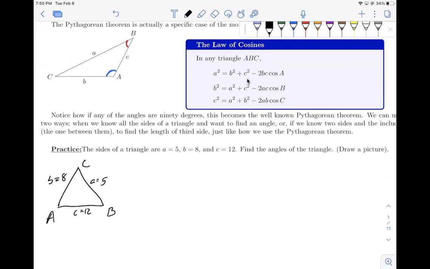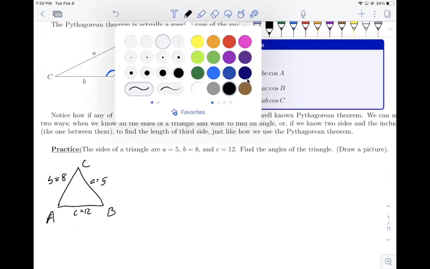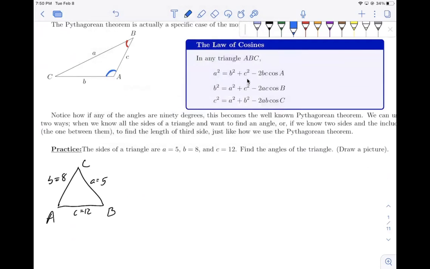So let's say we wanted to solve for angle B in this, or let's solve for angle C. No, actually, let's use angle B just to show it is really just the same as the Pythagorean theorem with that extra term, right?